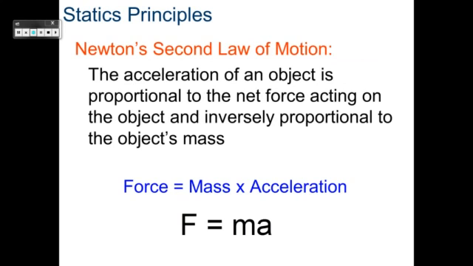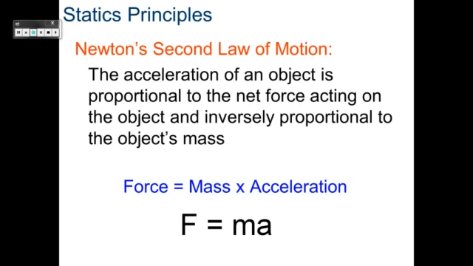Newton's second law of motion: the acceleration of an object is proportional to the net force acting on the object and inversely proportional to the object's mass. The easiest way to understand Newton's second law of motion is to know that force is mass times acceleration.